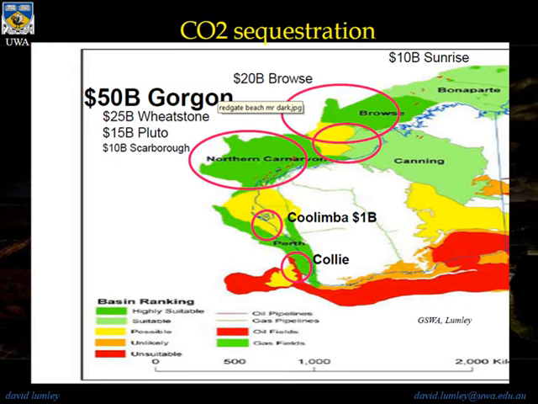So this LNG plant's going to be out there. Again, 14% CO2 in the produced gas stream. So what they're going to do is separate it on Barrow Island and inject it beneath. And here we are. It's going to be injected down in the Dupuy Formation down here.